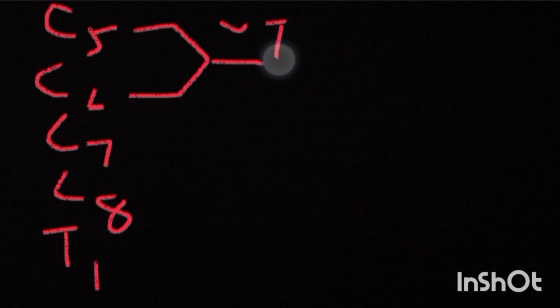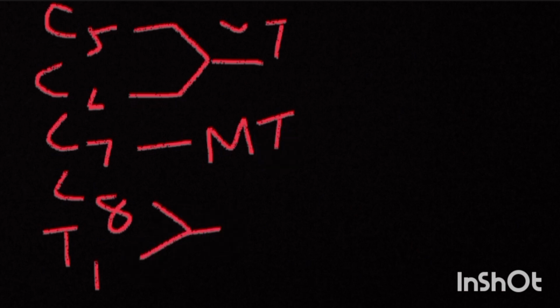Now let us see the branches of brachial plexus. It is formed by confluence of nerve roots C5 to T1. Let us write again: C5, C6, C7, C8 and T1. From C5 and C6 it forms upper trunk, C7 middle trunk, and C8 and T1 form lower trunk.